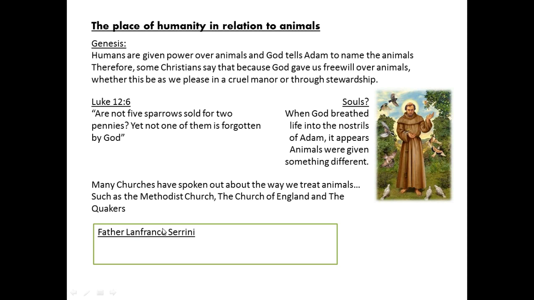Now, this is quite a mouthful if you want to try and remember this name for the exam, but Father Lanfranco Serini, he said, and many Christians abide by this, so this can be one Christian view that you may evaluate or go into detail with in the exam. He said that every act of human irresponsibility towards creatures is an abomination.